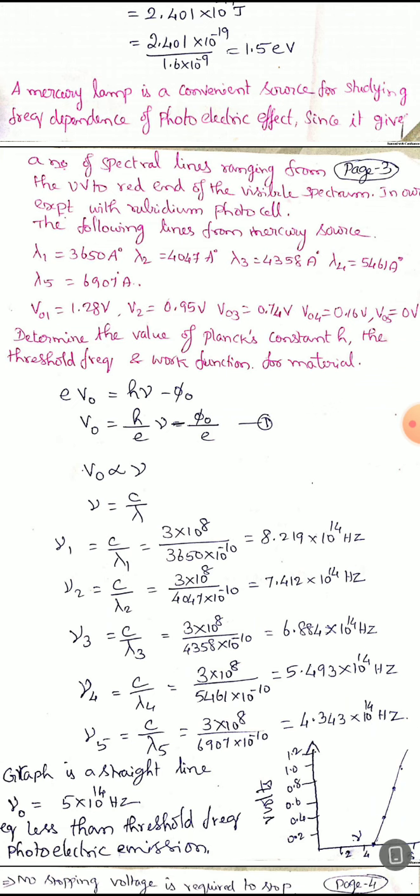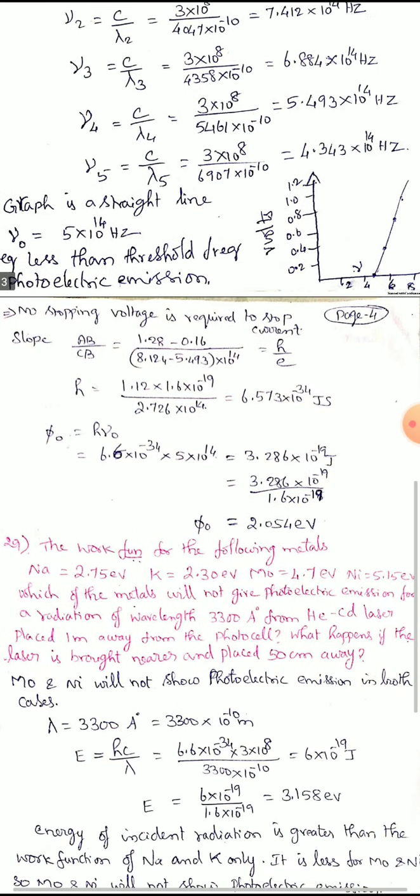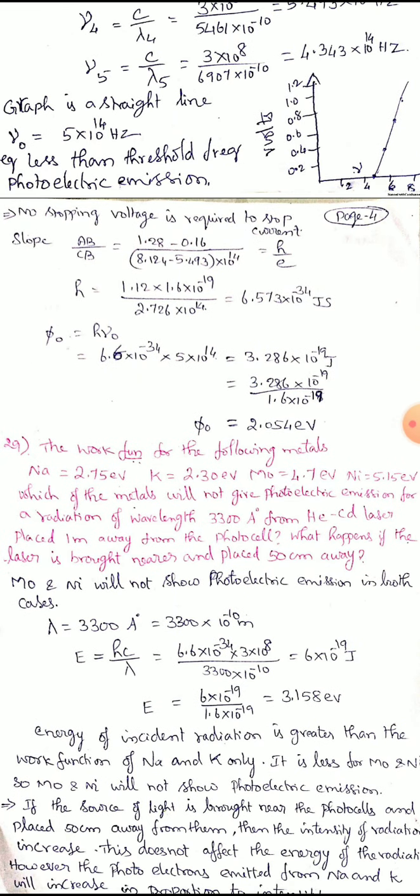Then no stopping voltage is required to stop the current. Then we can calculate the slope. Slope AB by CB is equal to, substituting the values, H by E. So keeping H on this side, bring E to the other side, from left-hand side to right-hand side. It will go in multiplication. Substitute the values and you will get the answer as 6.573 × 10^-34 joule second.